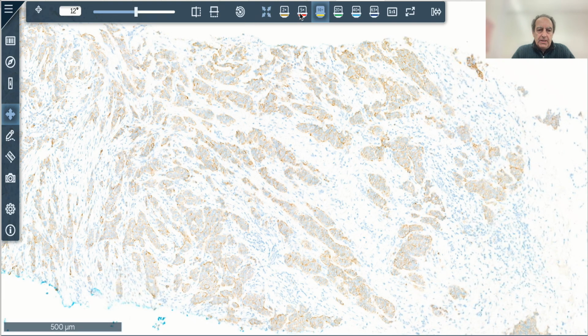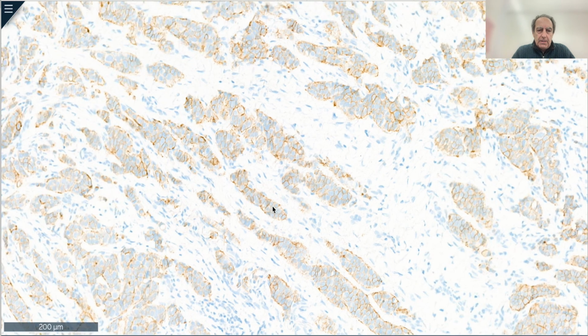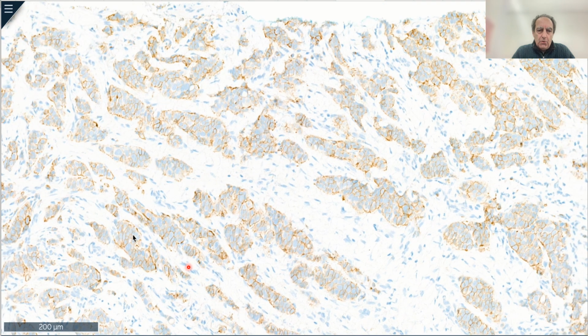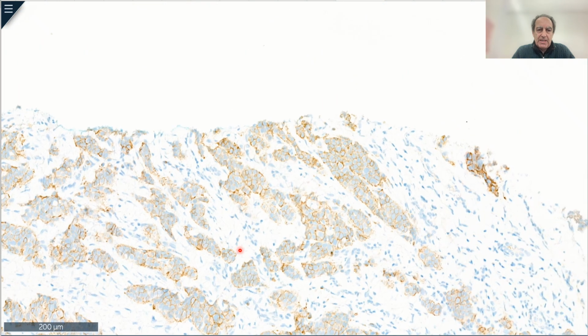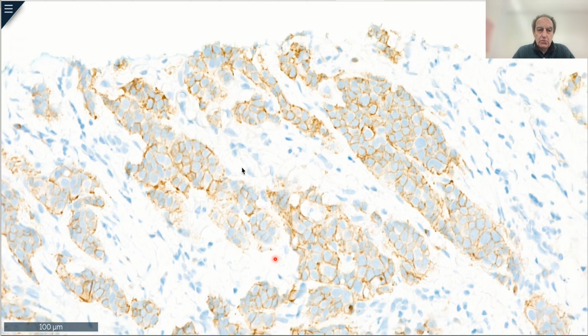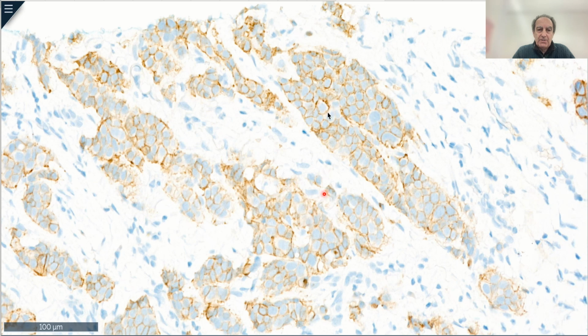So you can engage times 20, and here you start to see more cells with membrane staining. None of them seems to have circumferential staining. You can also use times 40 if you want to, just to reassure yourself. But even some of these cells that seem to have almost circumferential membrane staining, there are gaps.